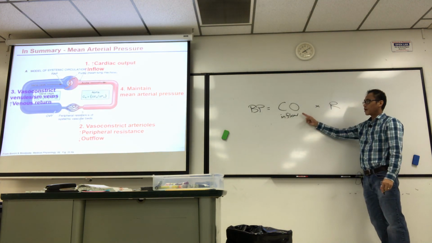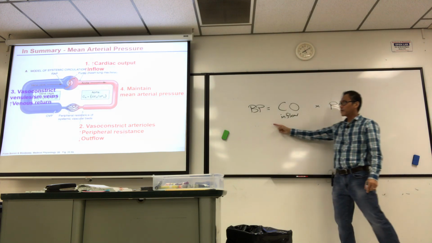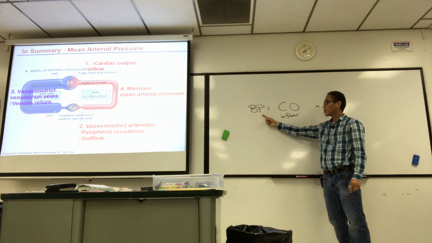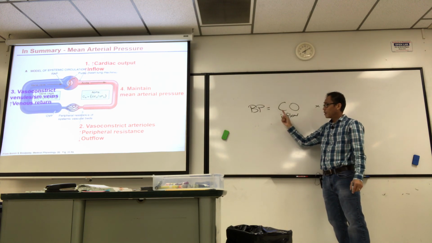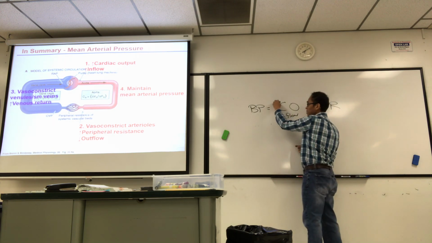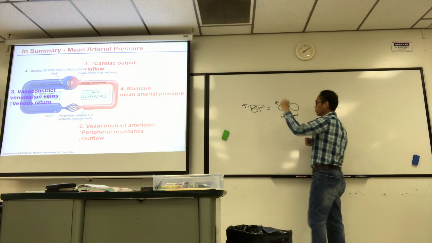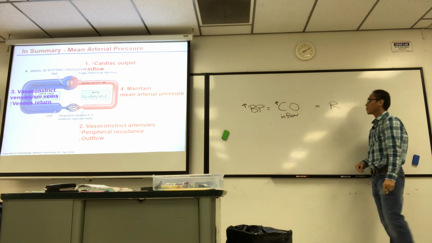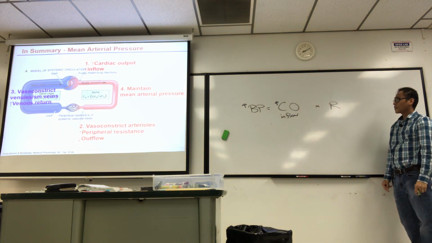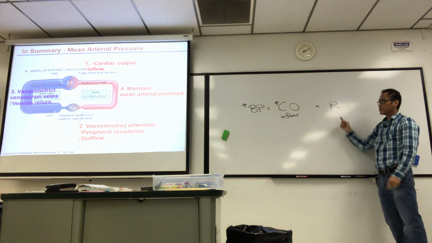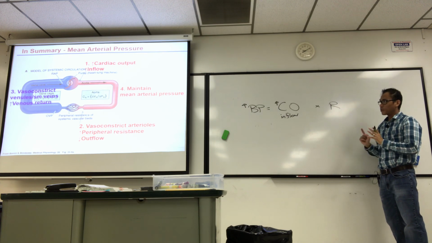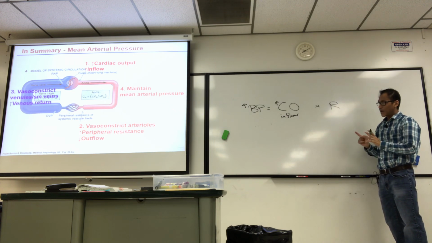If you increase cardiac output, how do you think you affect the blood pressure? Up or down? Up. So that's the general relationship. This causes that. Okay. And the cardiac output and the resistance, they usually go hand in hand. They operate together to accomplish the same task.